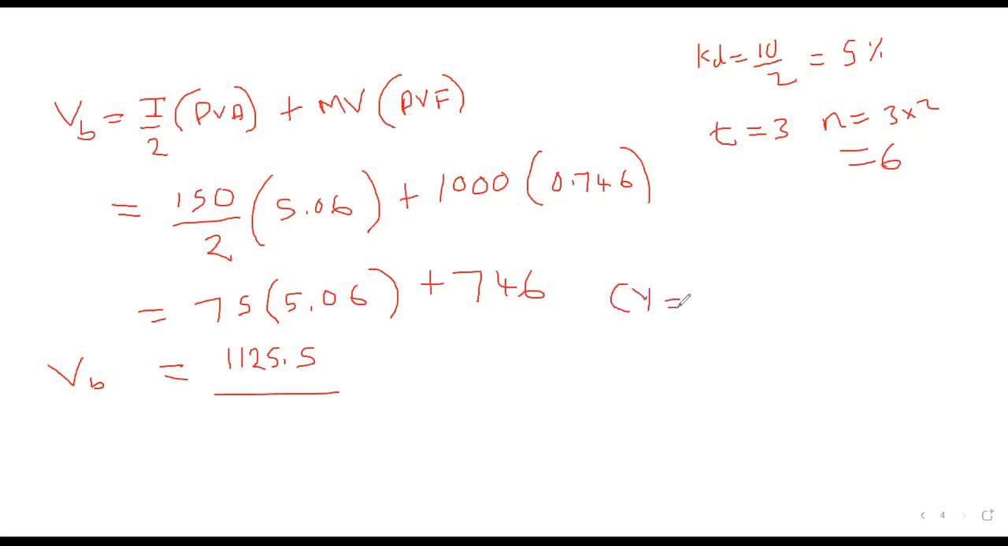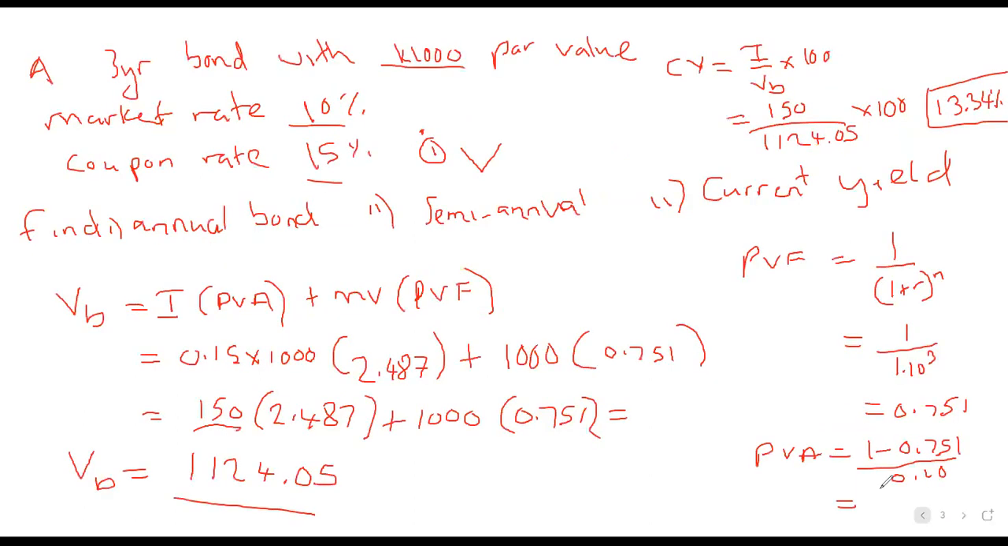Current yield to be what over what? Then 5 over 1125.5. What are you getting? 6.6%. So you see it's doubling the initial current yield.